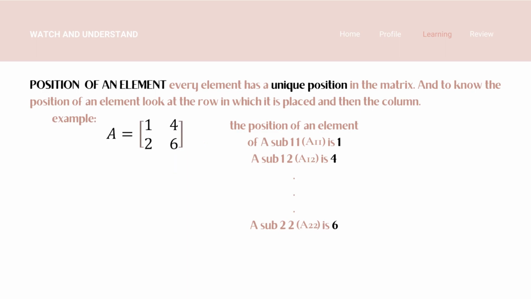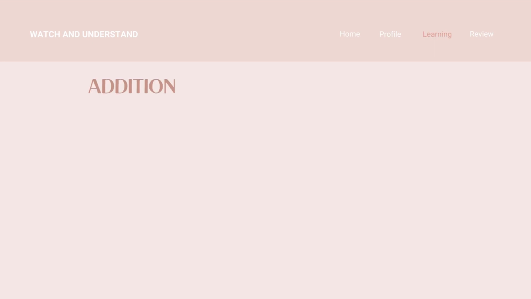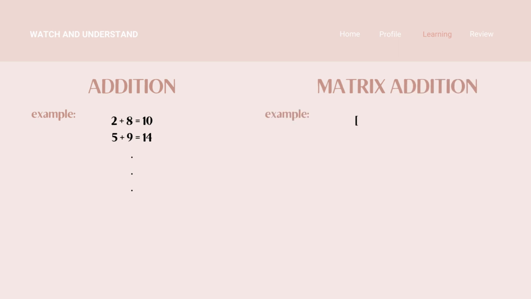It will be number 6. Now that you understand what a matrix means and know the basic things you have to know about every matrix, I can now discuss what matrix addition is. Adding 2 numbers is easy, like 2 plus 8 is equal to 10 and 5 plus 9 is equal to 14 and so on. But how about adding 2 matrices?